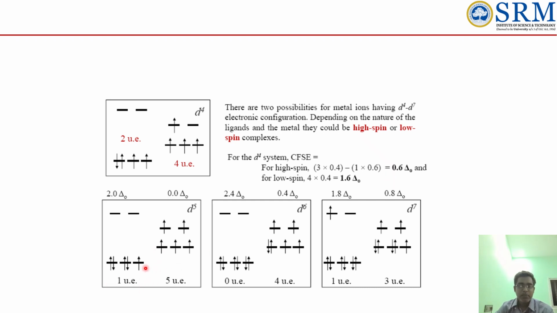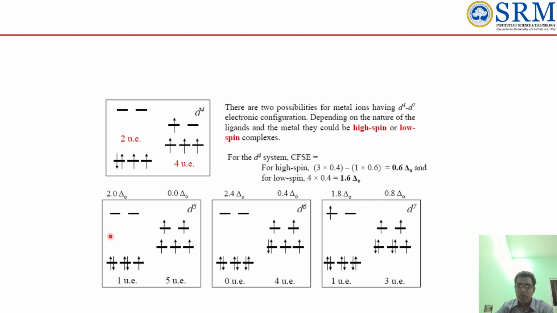Okay. So when it comes to the d5 system, in this case 3 electrons are stabilizing, that is 1.2, whereas 2 electrons are destabilizing to the magnitude of 0.6. Whatever is stabilizing, this will destabilize. So the net CFSE is only 0. There is basically no stabilization when you have a d5 electron system in the presence of a weak field ligand.